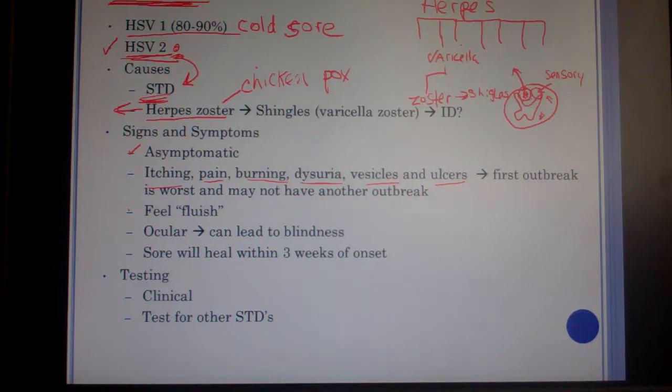When there's an outbreak, you kind of feel like you have the flu because it is a virus. Maybe not the same virus, but it's a virus, and you kind of feel all icky. Now, one major problem with herpes is that it can also go to the eye, and it can cause you to be blind. So that's obviously pretty serious. And wow, these really kind of are out of order. But that sore that we were talking about usually heals within the first 3 weeks and then kind of goes away.